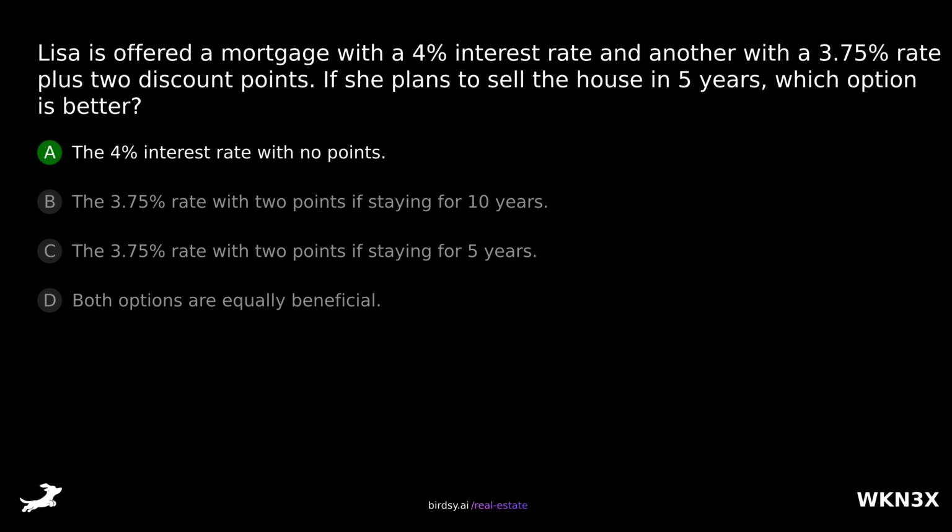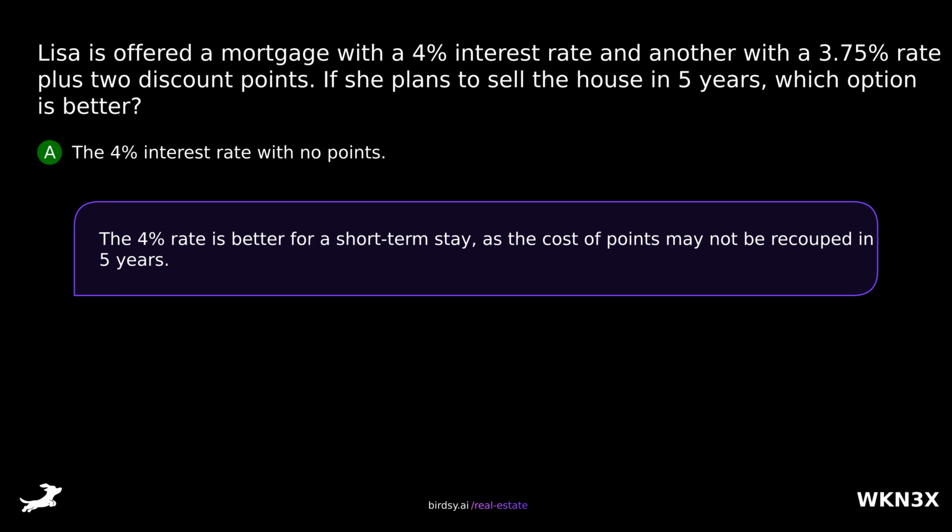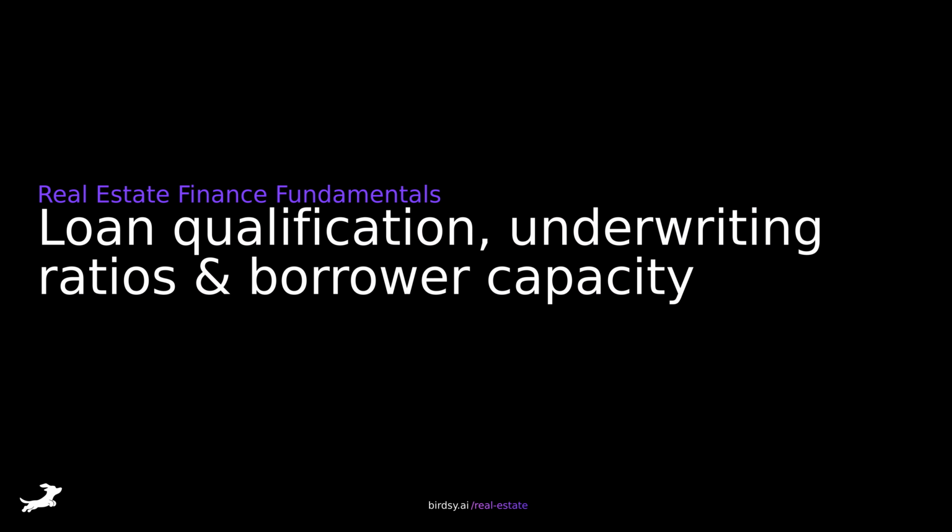The correct answer is A, the 4% interest rate with no points. The 4% rate is better for a short-term stay, as the cost of points may not be recouped in 5 years. Loan qualification, underwriting ratios, and borrower capacity.